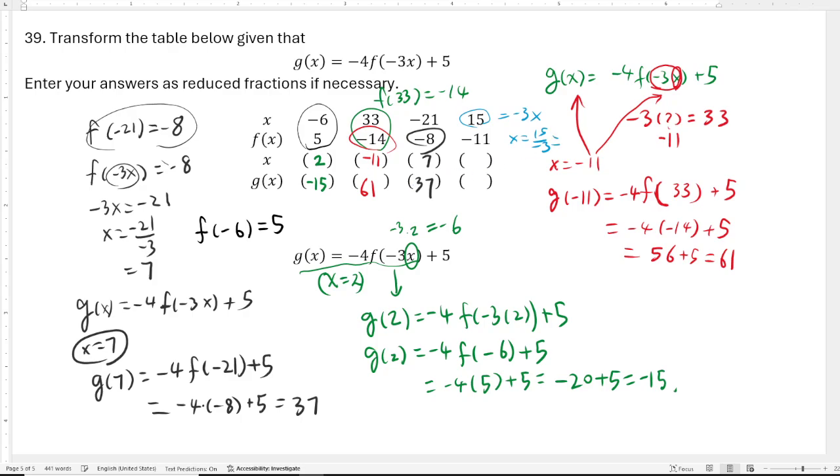Okay, so it's going to be negative 5. And when you plug in negative 5 into this equation, you end up with g of negative 5 equals negative 4 times f of positive 15 plus 5, and f of 15 is negative 11, so it's negative 4 times negative 11 plus 5, and that's positive 44 plus 5, which is 49. So I get 49 if you plug in negative 5. That's the answer.